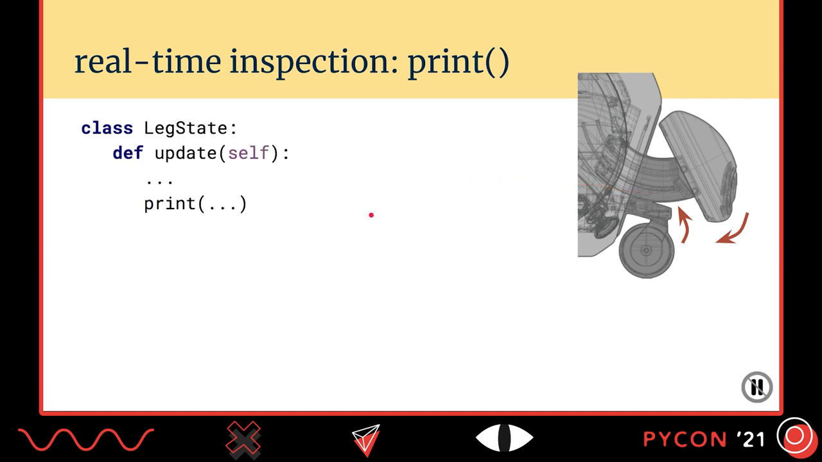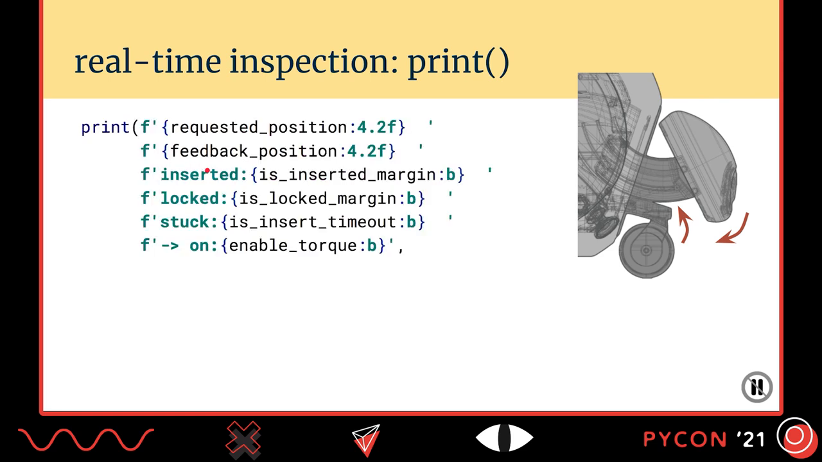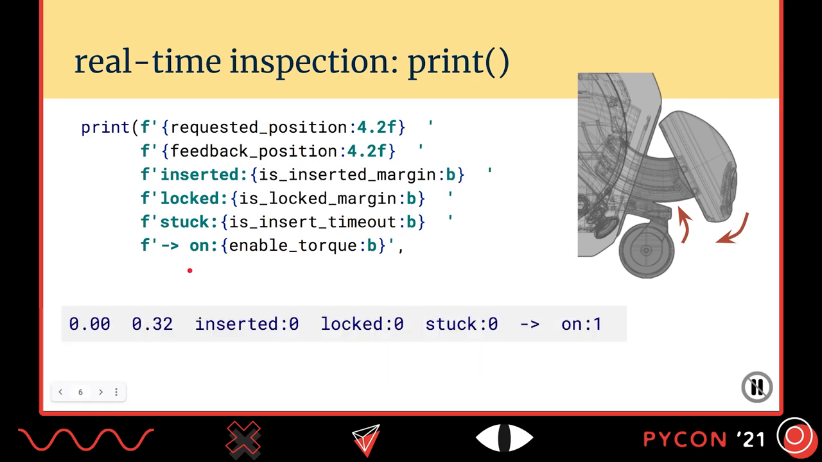So we've got a leg state class. And what I would do in this case is I would drop a print into the update call of the state machine. So for example, I've got my state machine inputs and internal variables and output. And this is what I would see on the console.